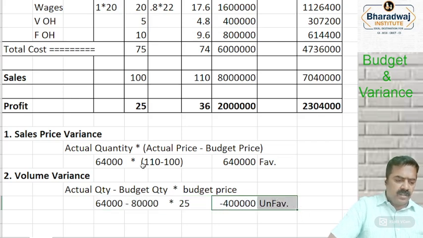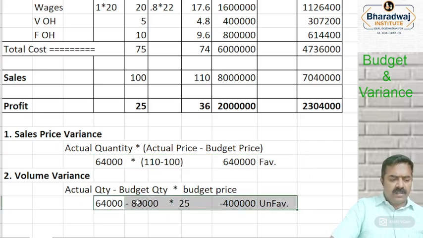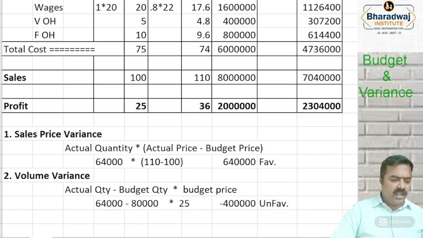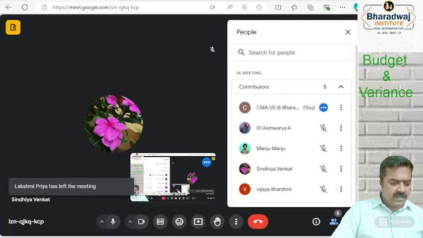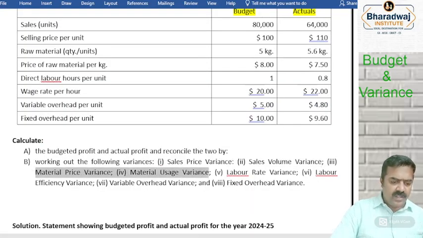It is unfavorable. Because of the price, we may have some advantage, but because of the quantity, there is a disadvantage. Means, we have not sold the required quantity. Like this, I request you to work out the remaining two variances. Which variance? Material price variance, usage variance. Try to work out.